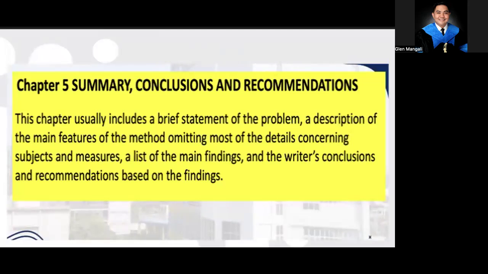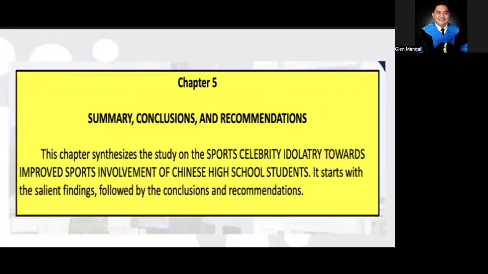So technically, this particular chapter synthesizes the entire result of the study. Usually in chapter 5, you have your heading, and then there's a short introduction presenting the chapter. So, for example, this chapter synthesizes the study of sports celebrity idolatry towards improved sports involvement of Chinese high school students. It starts with the salient findings, followed by the conclusion and recommendation.